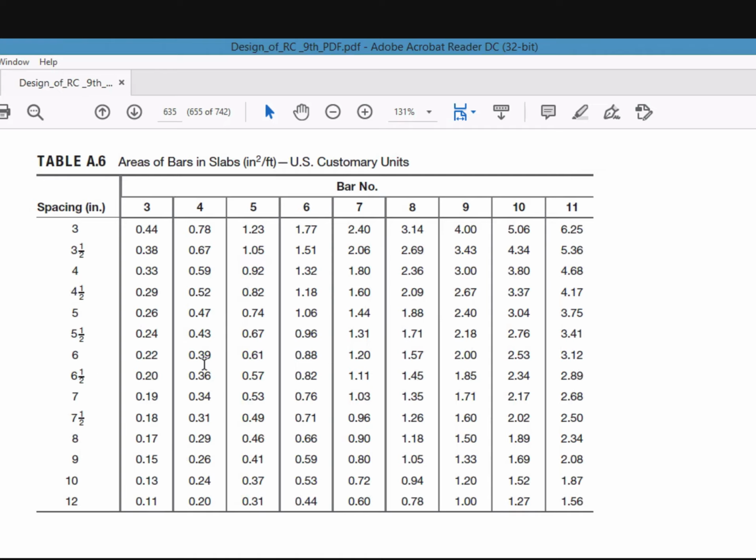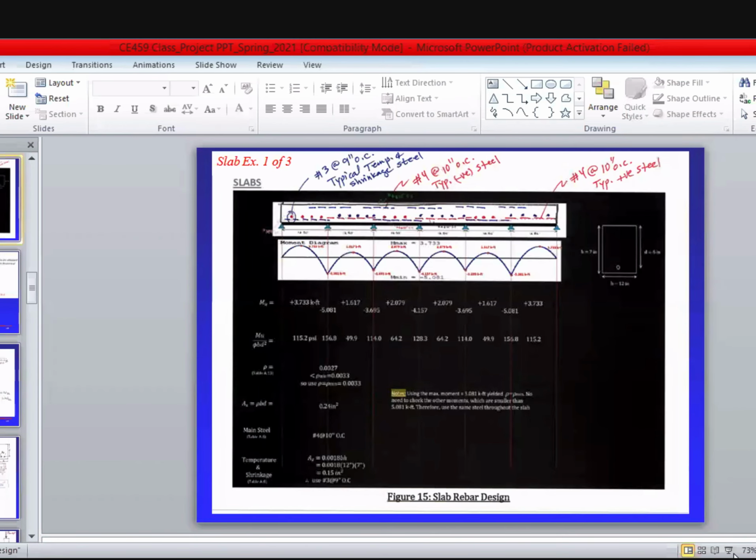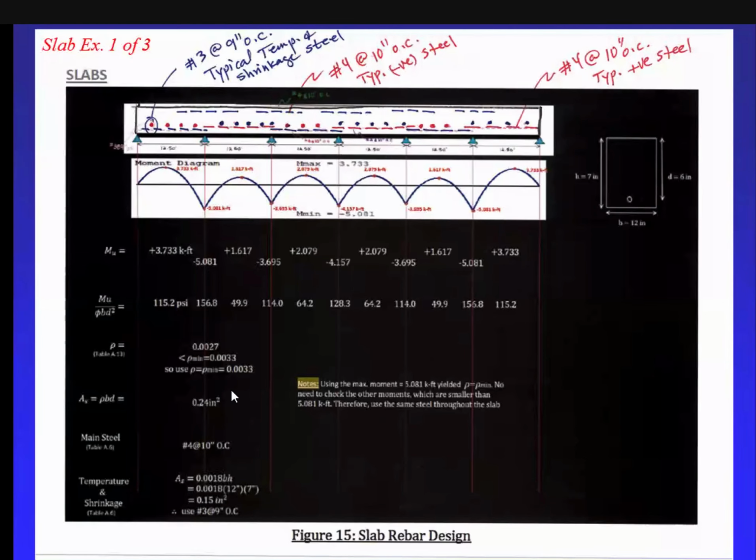So what was our area of steel? Anybody remember from the example? 0.24, is it? Let me switch back. See, our area of steel was 0.24. That's what we calculated. Rho bd, 0.24. Okay? So let's look at the table for 0.24.